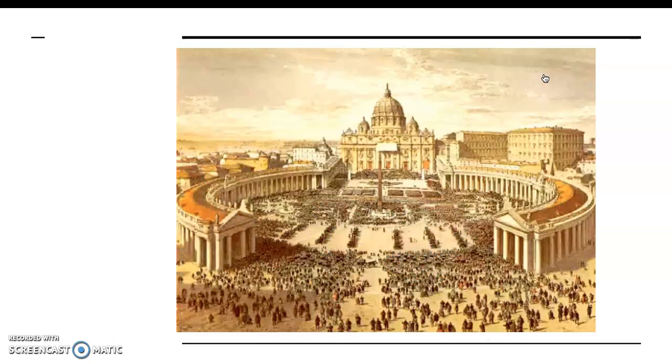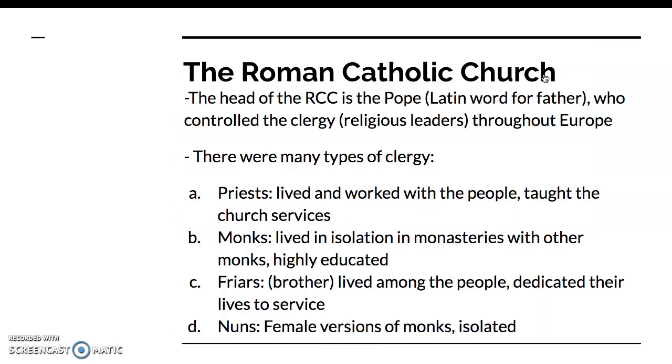This is a painting and illustration of St. Peter's Basilica in Vatican City. Vatican City is the headquarters of the Roman Catholic Church, and we're going to talk about how power is kind of divided up through that. The head of the Roman Catholic Church, RCC here, is the Pope, Latin word for father, who controls the clergy, the religious leaders, and workers throughout Europe.